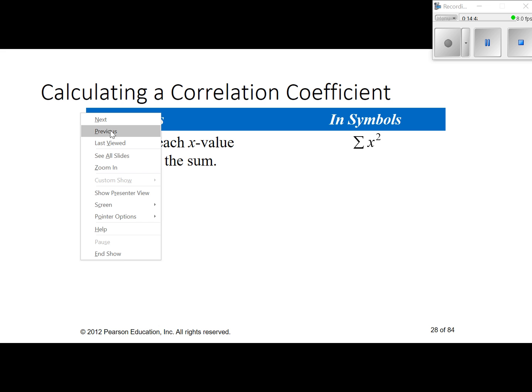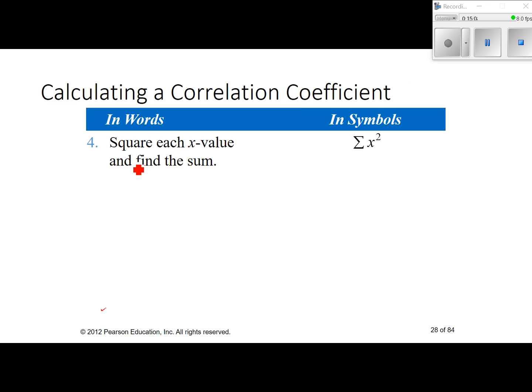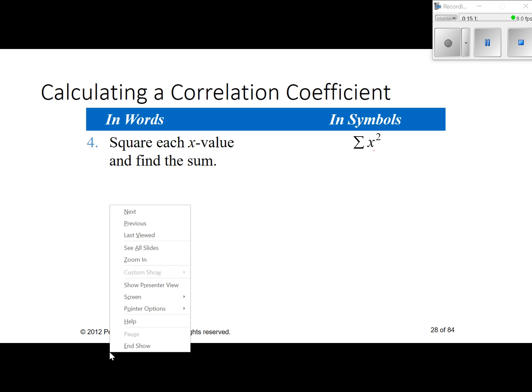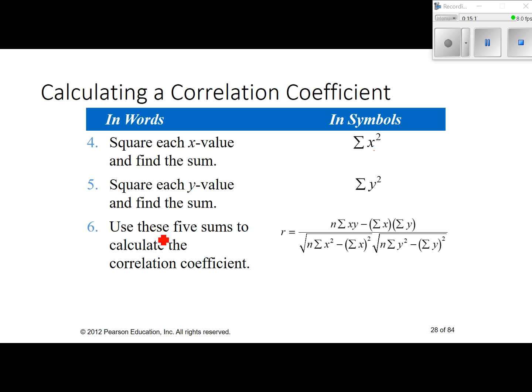Went too far. This is how you calculate a correlation coefficient. This is how you calculate R. First thing you do is you get the sum of all the x's, and this uses the chart. Get the sum of all the y's. You take each x times each y, and you add all those up. Square each x and add all those up. Square each y, add all those up. And then use that formula to figure out what r is.